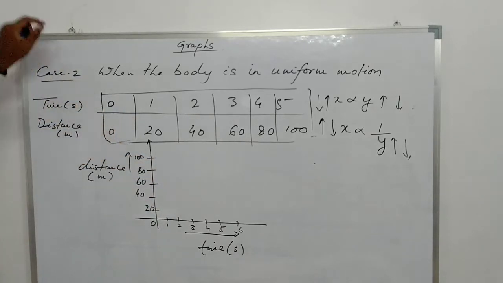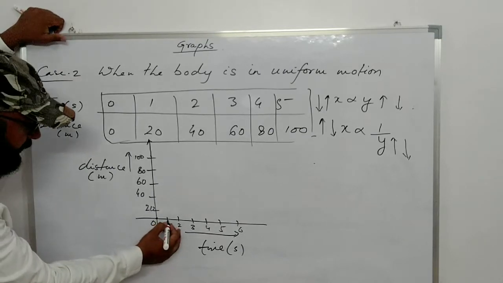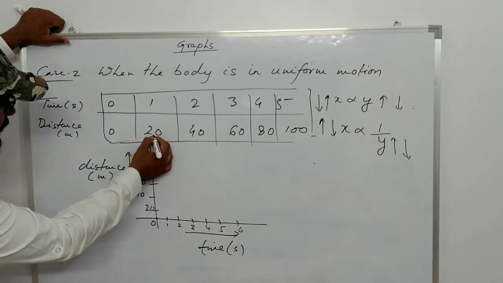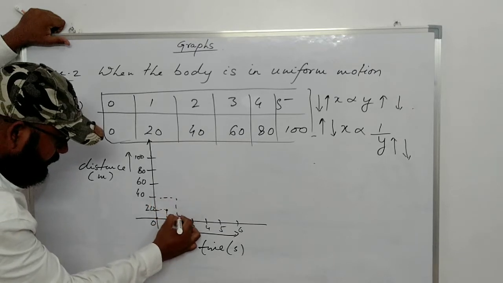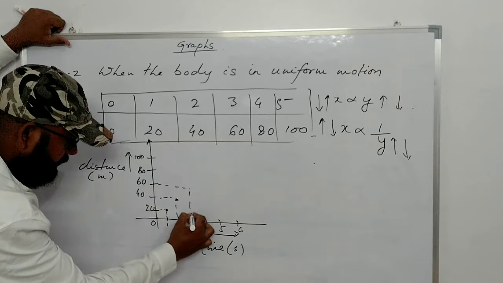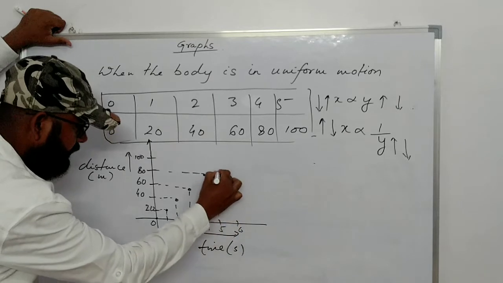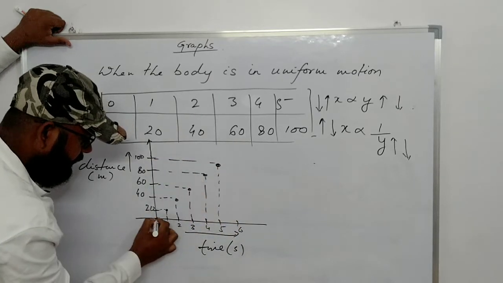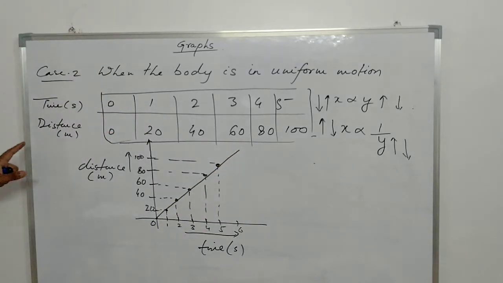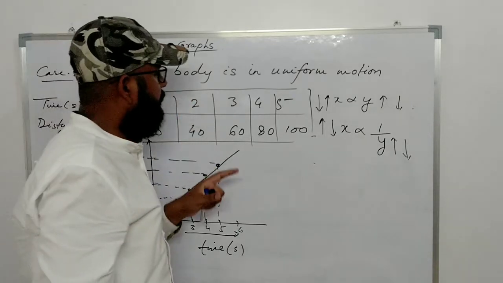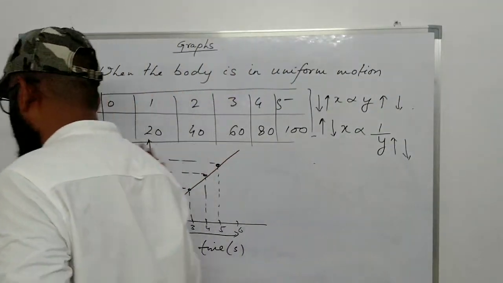So at time 0 the body is at origin. At time 1 second, where is the body? At 20 meter, like this. Here 2, 40, 3, 60, like this, and 5, 100. Okay, so the graph will be drawn like this. So this is case 2, when the body is in uniform motion. Then the graph will be made like this.